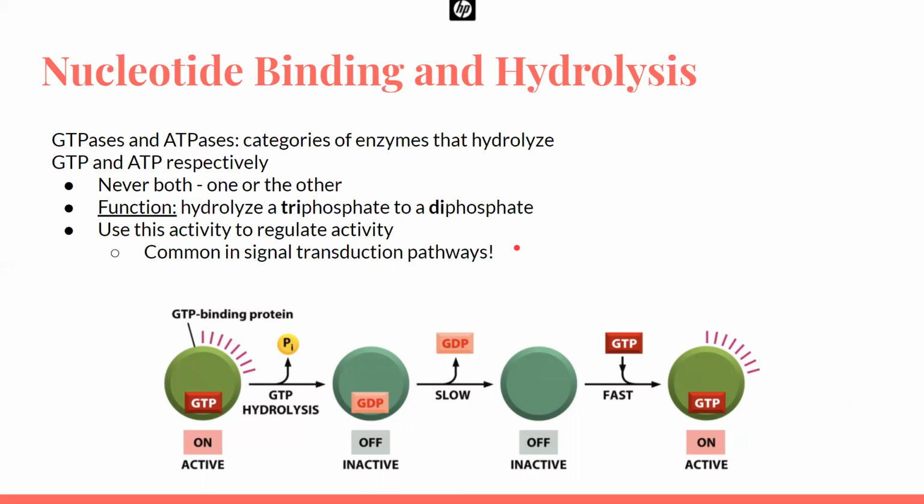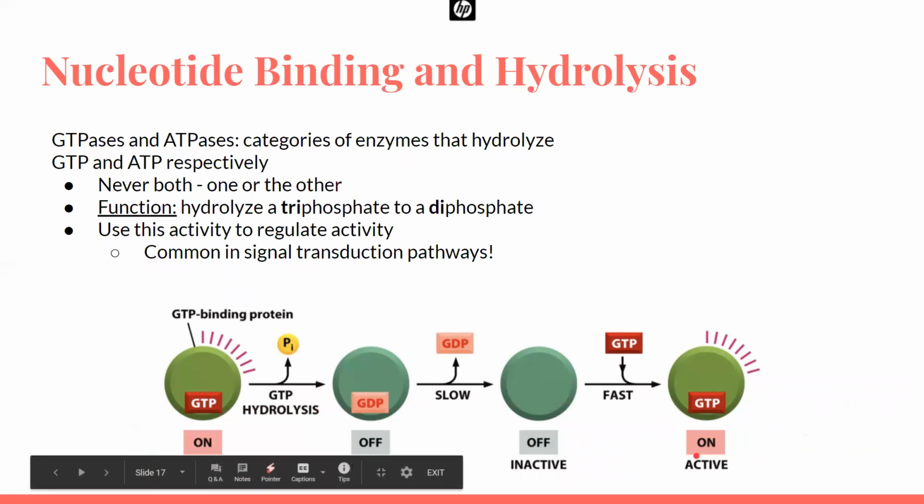It's common in signal transduction pathways, which we will talk a lot about in this class. This is just a diagram of how this works. You have the GTP binding protein, you have GTP hydrolysis. When it's in the GTP-bound state, technically this enzyme is on and active. Then you have GTP hydrolysis, you lose a phosphate, so now you have GDP, and now it's inactive and off.